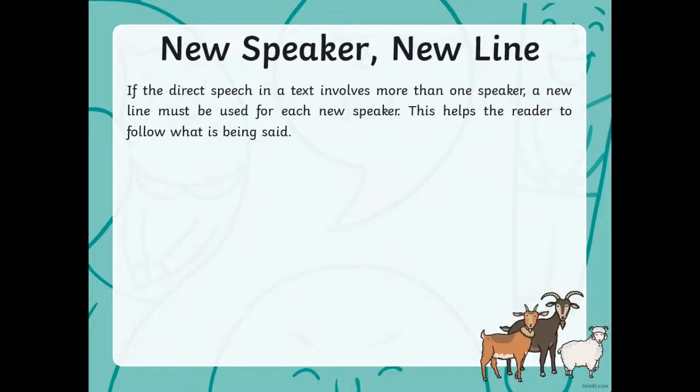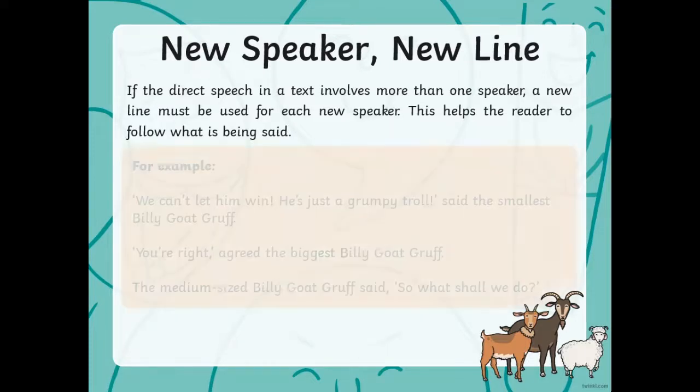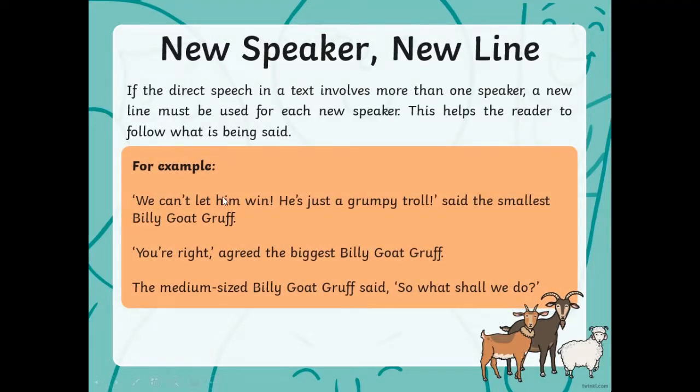Now then, just another reminder, if it's a new speaker, it's a new line. So if the direct speech in a text involves more than one speaker, a new line is used for each new speaker. New speaker, new line. So again, you can see here some different direct speech, inverted commas, punctuated correctly, full stop at the end of the sentence. But I've got a conversation here between the smallest billy goat gruff, the biggest one, and then the medium-sized one. So they've got new lines because they're a new speaker. So when you're doing your task today, make sure that Mouse and his dad have different lines for each time they speak.